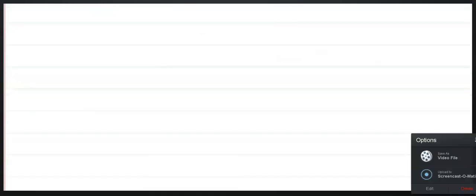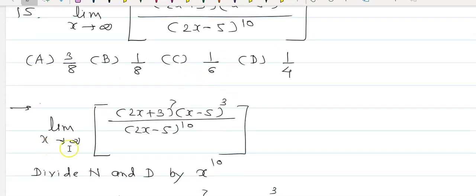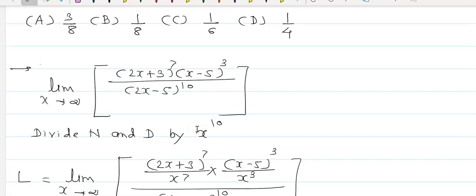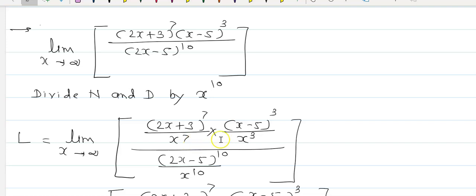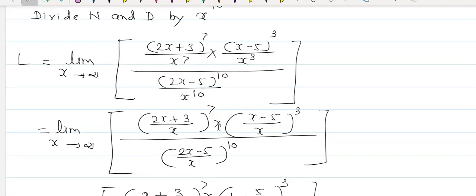Now again, see this: limit x tends to infinity, (2x + 3)^7 (x - 5)^3 over (2x - 5)^10. These are the options. Divide numerator and denominator by x^10. Split it up, x^7 here, x^3 here, upon x^10. Then in the same bracket, that is (2x + 3)/x whole bracket raised to 7, (x - 5)/x whole bracket raised to 3, and (2x - 5)/x whole bracket raised to 10.